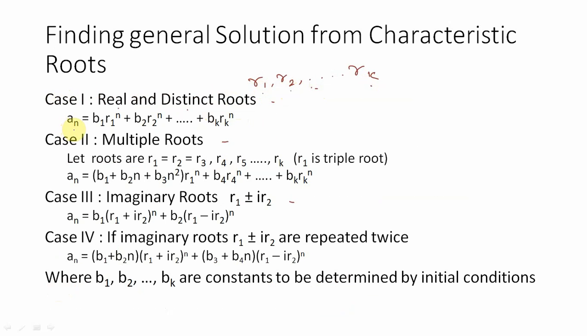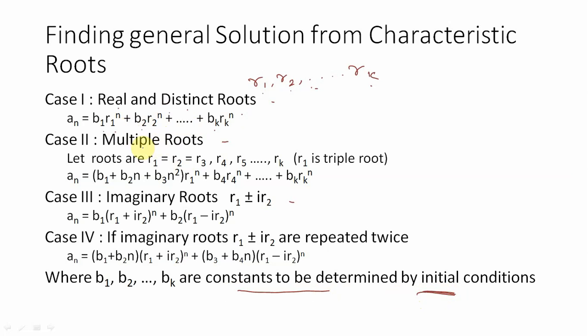Then the homogeneous solution is b1 r1 to the power n plus b2 r2 to the power n and so on up to bk rk to the power n, where b1, b2, b3 and so on are the constants to be determined by initial conditions. If the question has the initial conditions, you can use those to find the values of b1, b2, b3, b4 and so on. And if the question does not have the initial conditions, then you can leave them as they are. You will express the solution in terms of b1, b2 and so on.